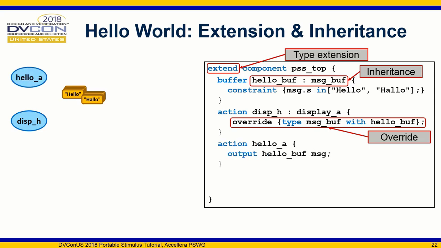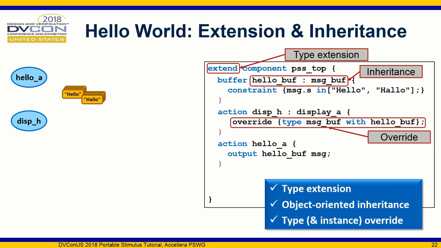And then I have an action hello, which is going to output a hello buff. So I have type extension, object-oriented inheritance, and type and instance override available as well. Now I've constrained my hello buff. I'm now going to say it's either in English or in German, just because. So now I have to be able to specify what I'm going to do with these things.